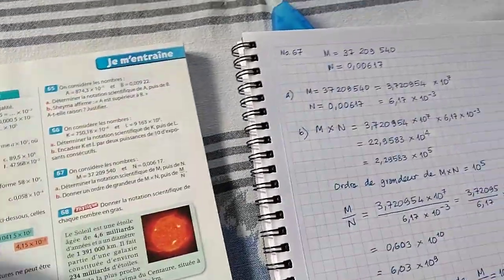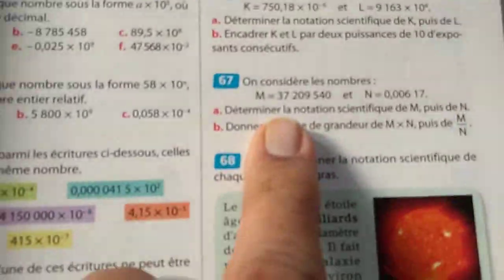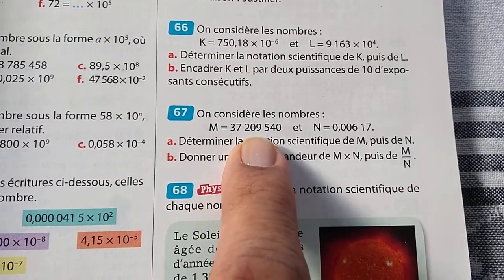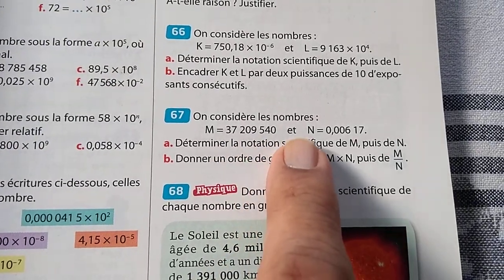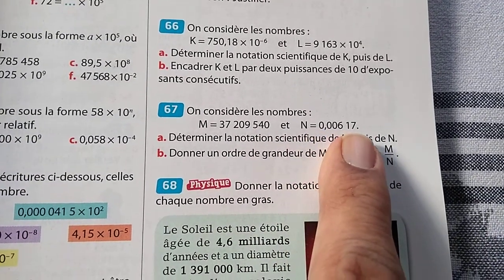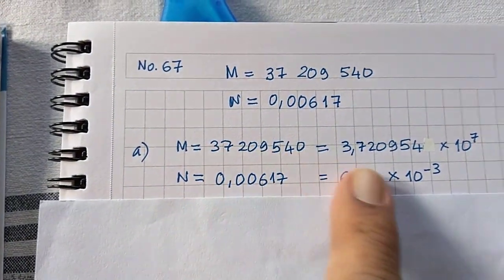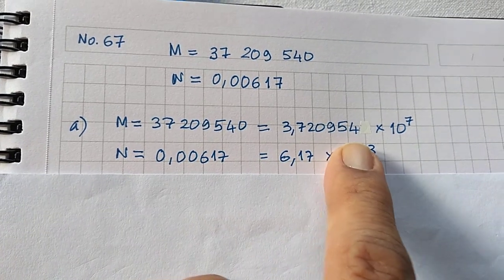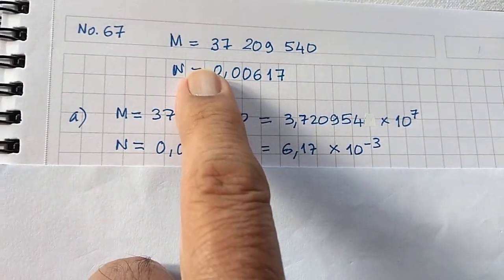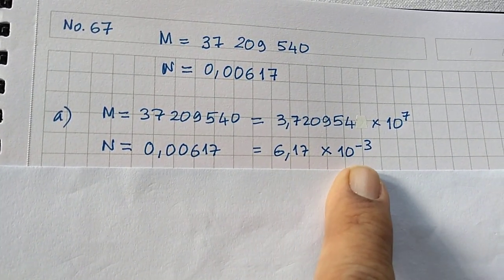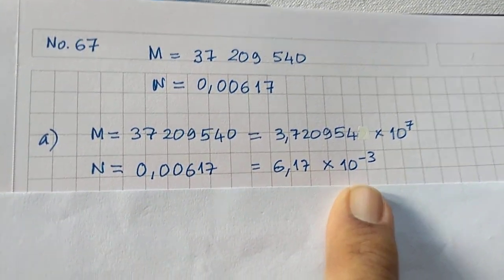Okay, so now we come to this one problem which is there in the next set of problems. 67. On considère les nombres m est égal à 37,209,540 et n est égal à 0,0067. Déterminer la notation scientifique de m puis de n. So that is very simple. M is 3.720954 into 10 to the power 7. N is 6.7 into 10 to the power minus 3. Correct? Okay.